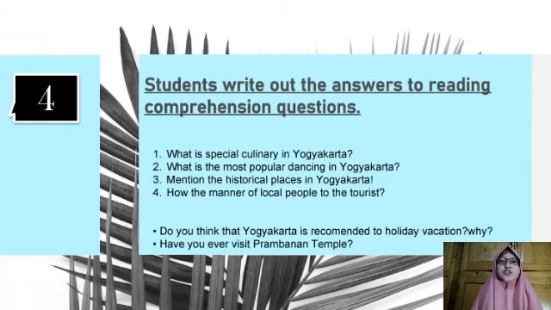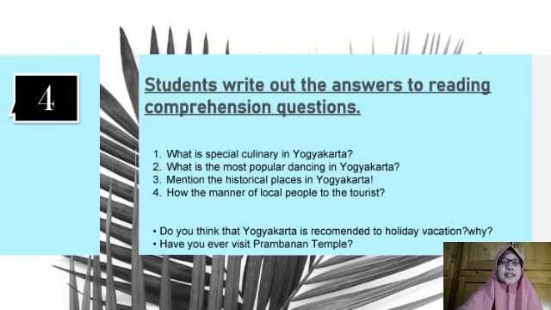The fourth step is students write out the answers to reading comprehension questions. Since there are no more questions, the teacher asks the students to write the answers at the end of the text. At first, they read it together or answer it together, and for the other numbers they read by themselves.